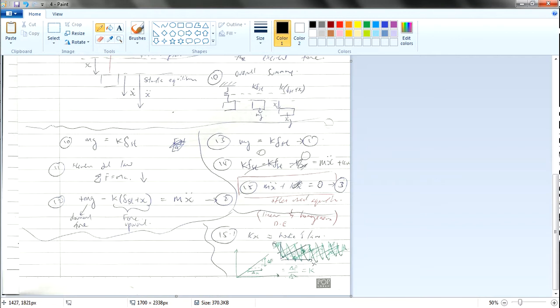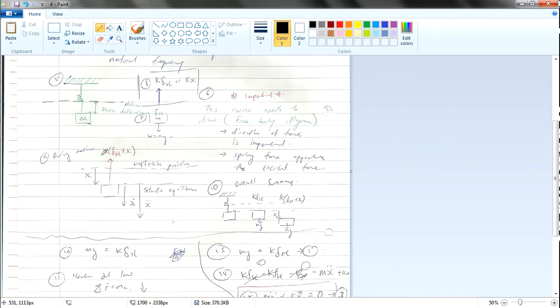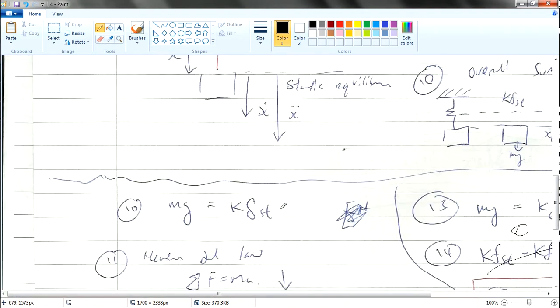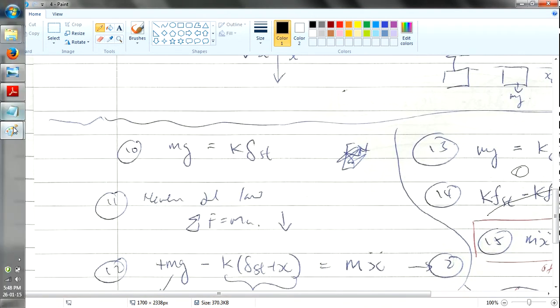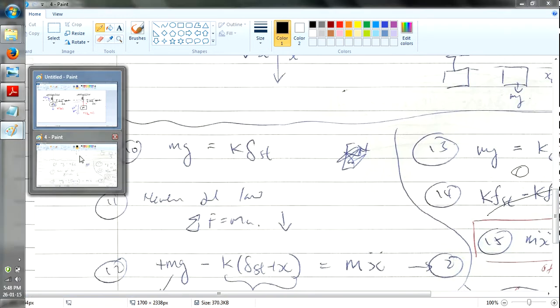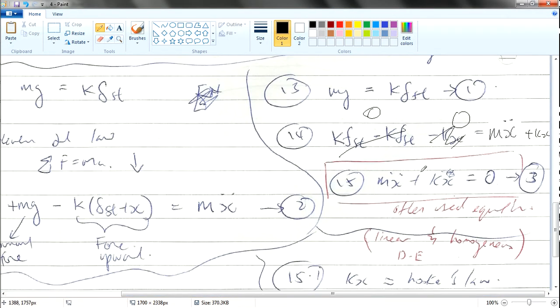This equation also reflects the motion where mg equals k delta st. So it's just a relationship between mg equals k delta st, that's all. It's a relationship between this mg and its reaction force, and then you can set up this equation.